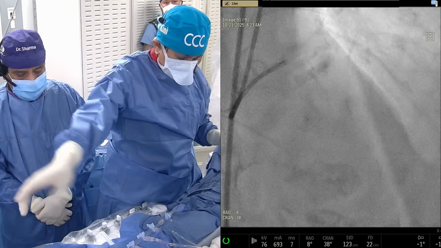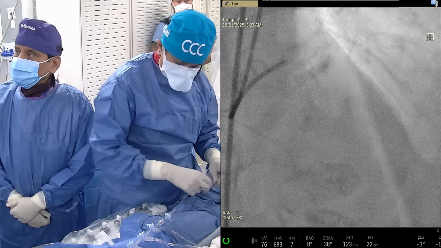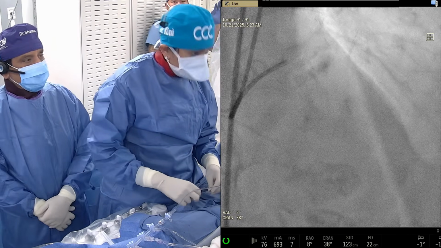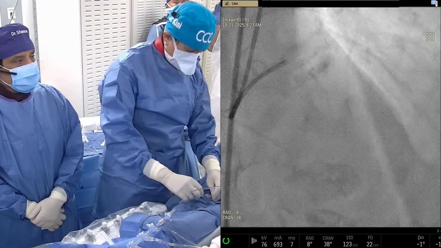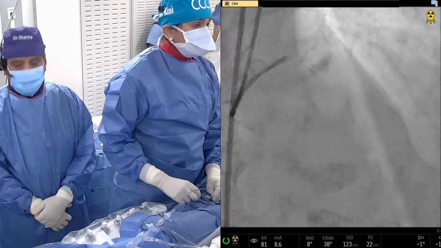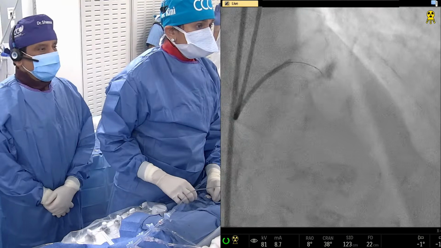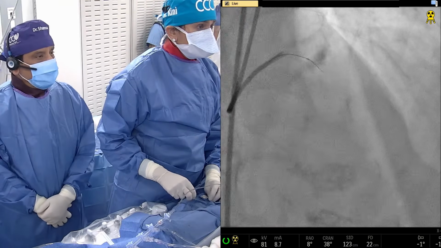We repeat the FFR, and that's negative. So with that note, we are here, with the 7 French guide, trying to wire the LAD because of calcium. The question is imaging before or only after the rotablation. Your catheter is too far in.